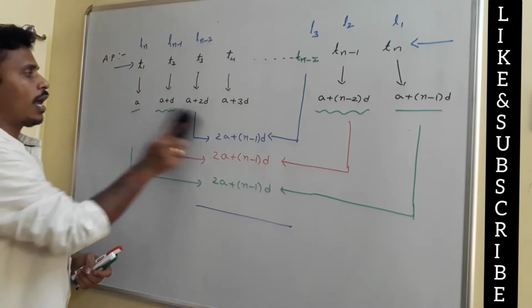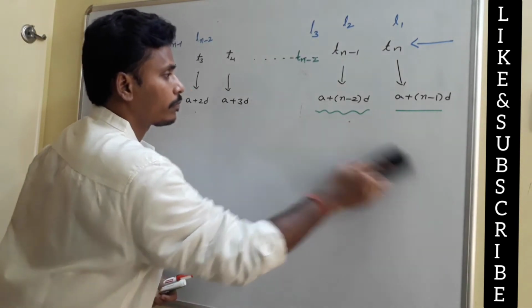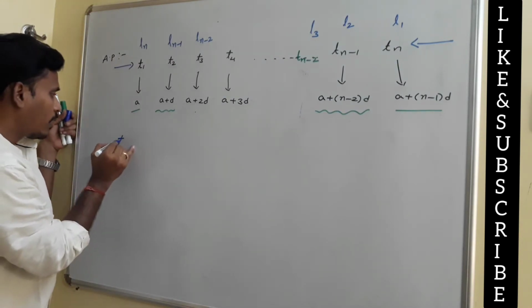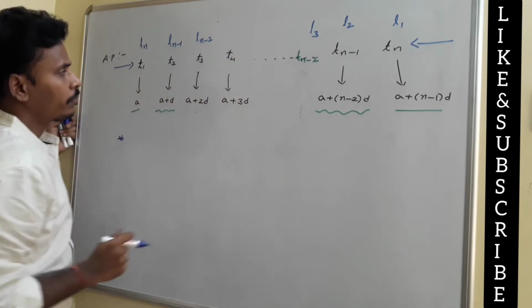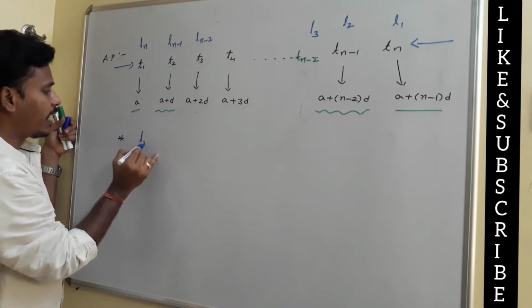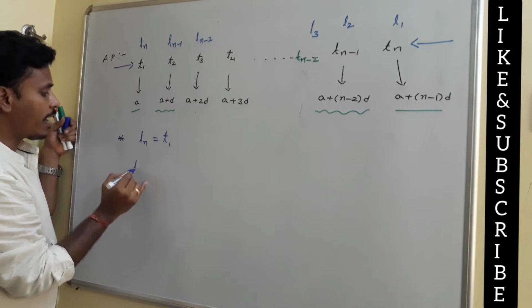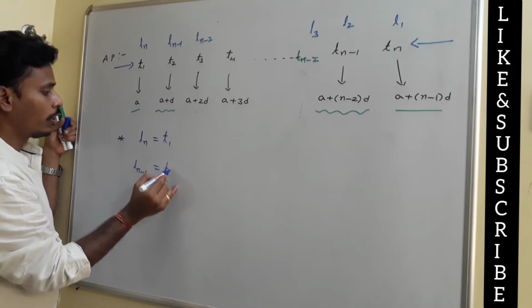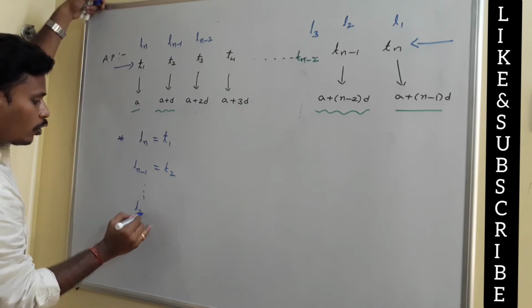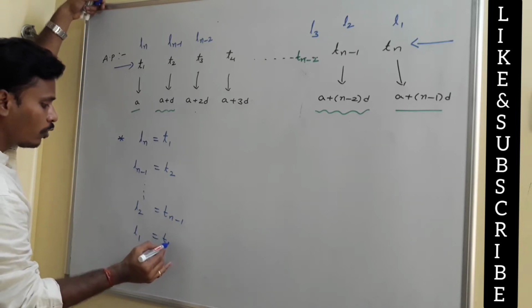Yeah. Now, from this it is very clear. One observation we have: see, t1, t2, t3 like that. Everywhere, if you see, Ln and t1 are the same. Ln is equal to t1, and then Ln minus 1 is equal to t2. Is it clear? And like that, if you continue, at the end L2 is equal to Tn minus 1, and at the end L1 is equal to Tn.